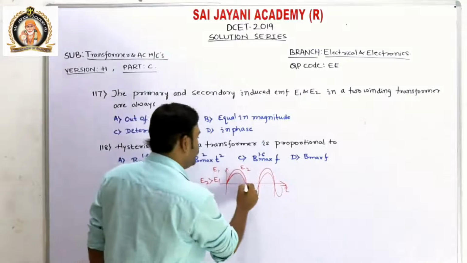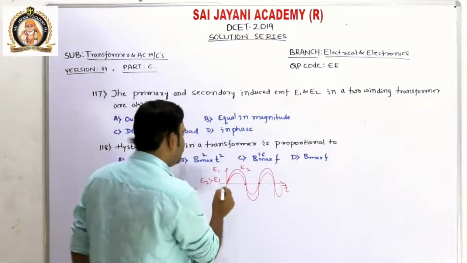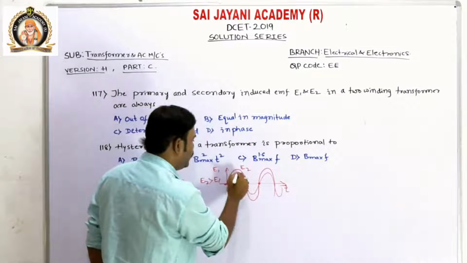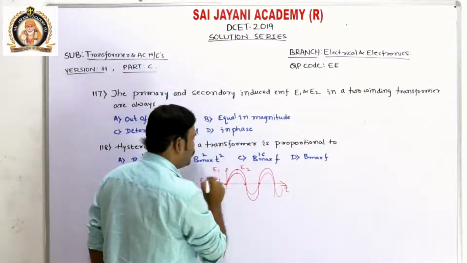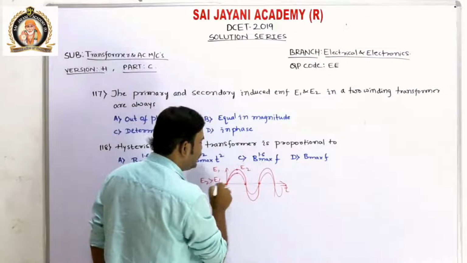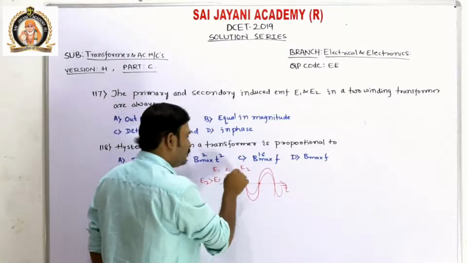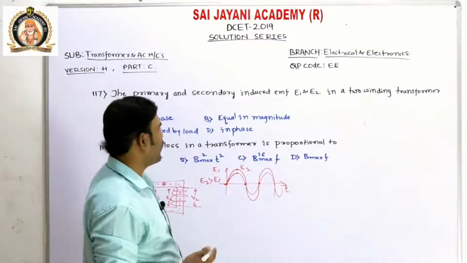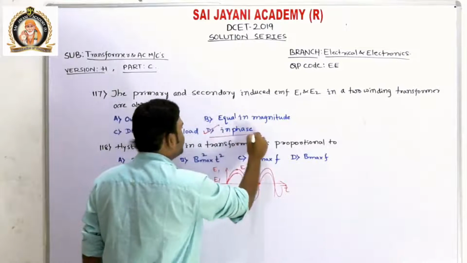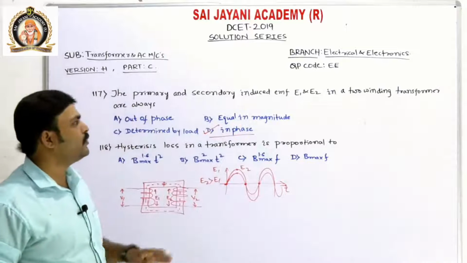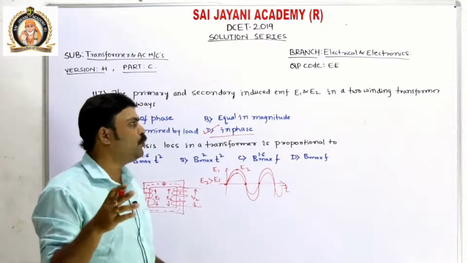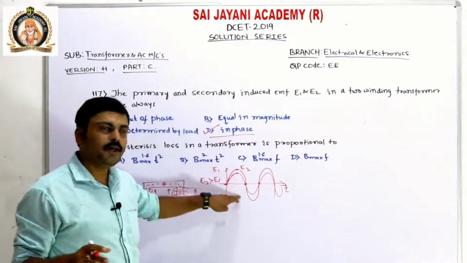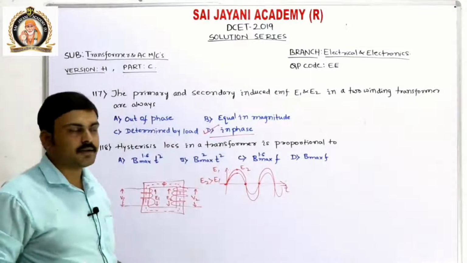But they are in phase, which means when E1 is 0, E2 is also 0. When E1 is at maximum, E2 is also maximum. When E1 is 0, E2 is also 0, and this cycle will be continued. So the right option is option D, in phase. The primary and secondary induced EMF E1 and E2 in a two winding transformer are always in phase. Option D is the right answer.